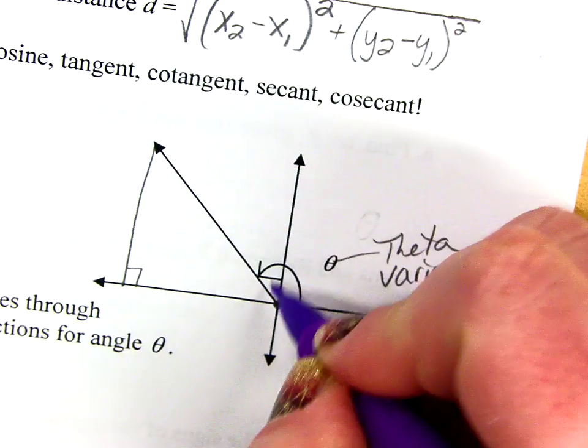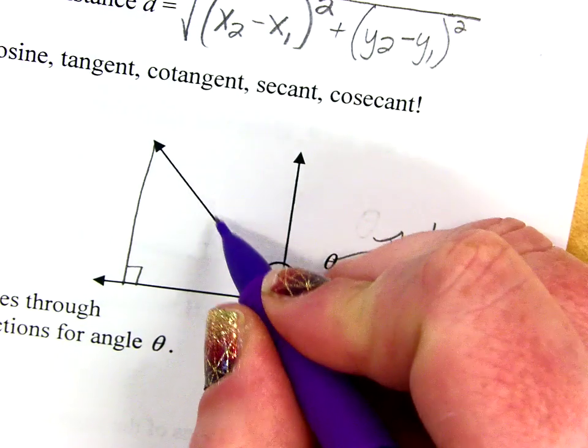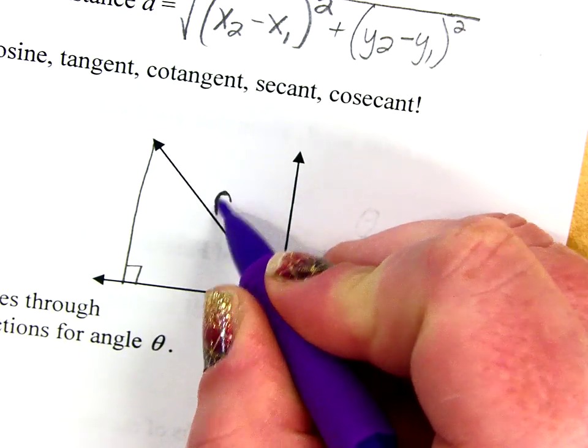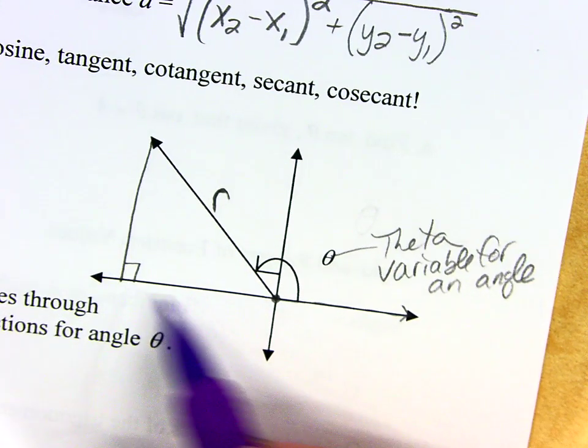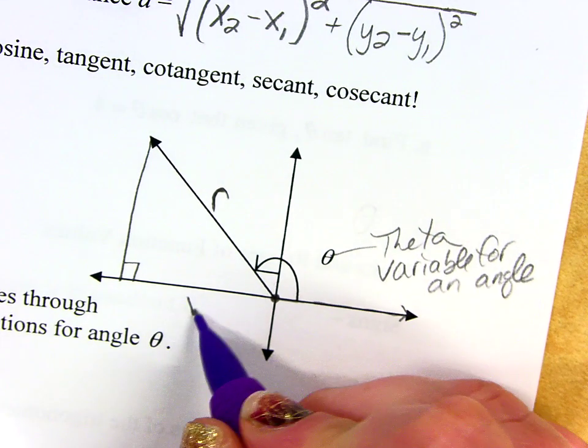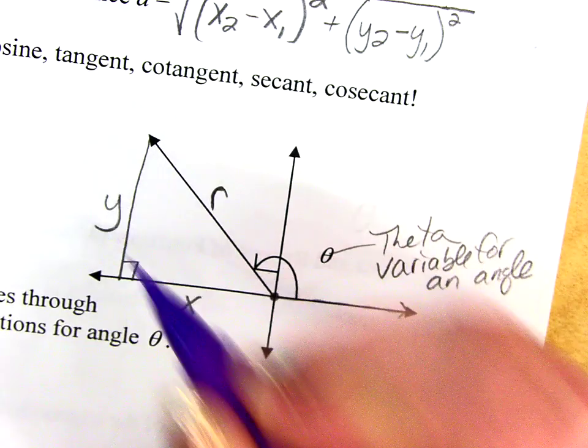This, the hypotenuse, we're going to refer to as r. This distance, the horizontal distance, whatever it is, is going to be x, and my vertical distance is y.